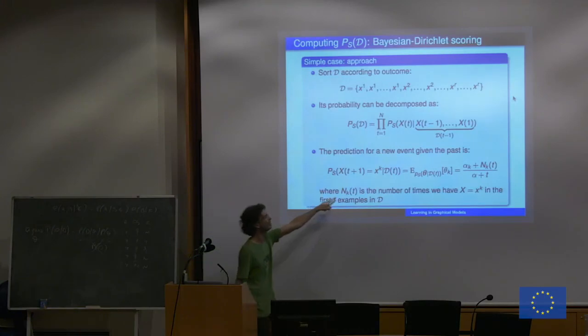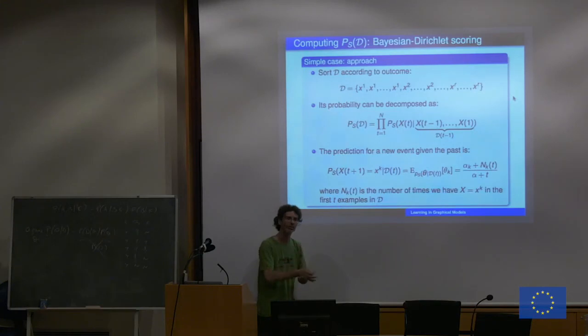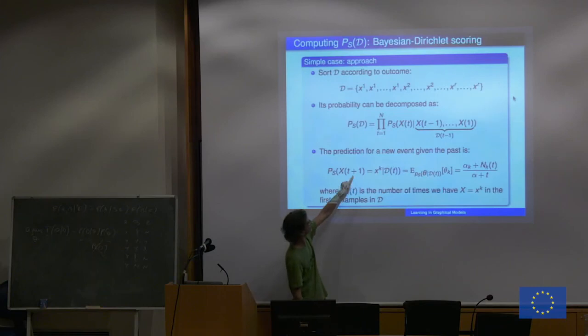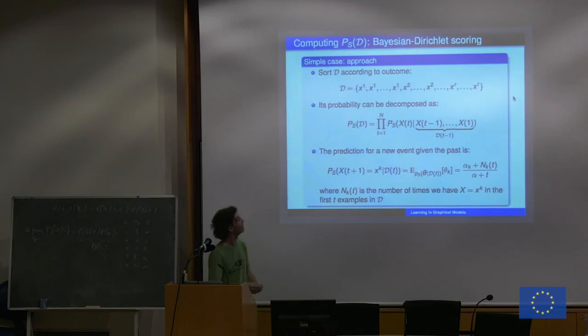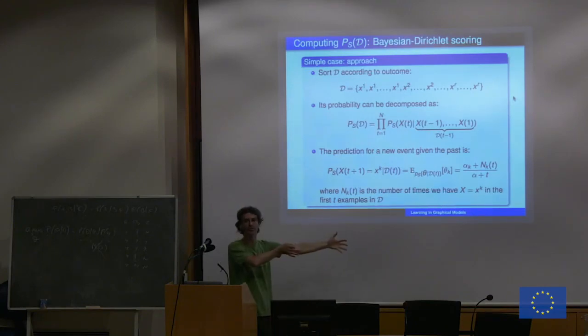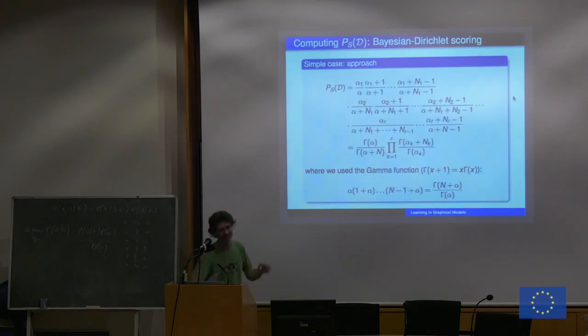So nkt is the number of times in which you observe xk in the first t examples. And you use this to estimate the probability that t plus 1 is xk. And then you keep aggregating. At this point, you can multiply all these probabilities. Each probability depends on the previous observations only. And so the result, and here I'm sorry, mathematics get a little bit complex, but it's better to get the intuition.